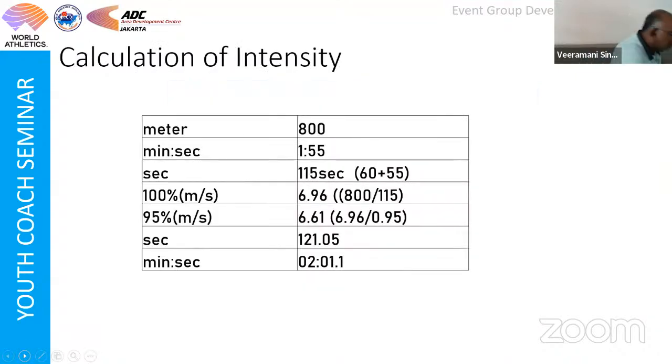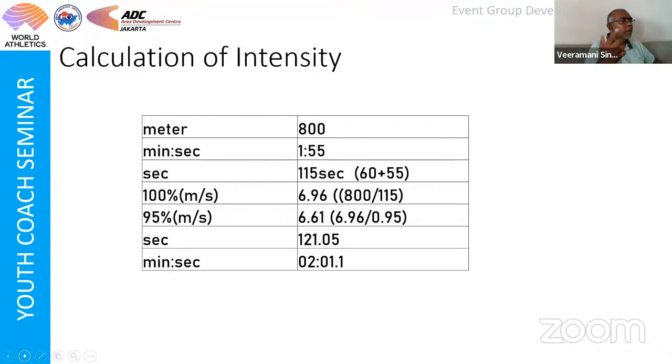So for the 800 meters, if I'm targeting 1 minute 55 for my youth runner, in terms of seconds it's going to be 115 seconds. So basically I take 60 seconds for 1 minute, plus 55 seconds, I get 115. So as 100% velocity, it will be 800 meters divided by 115, because it's meters per second. So you get 6.96. And to get 95%, I'll take the 6.96 multiplied by 0.95.